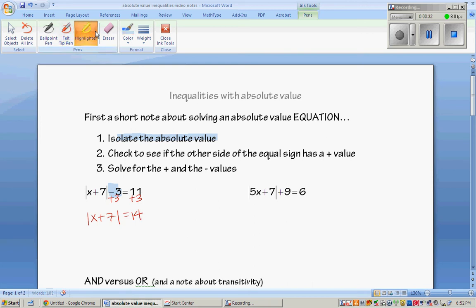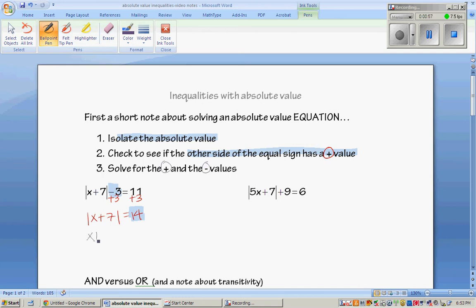Now step 2 suggests to check to see if the other side of the equal sign has a positive value. And when we look, 14 is positive, so we can continue. And we'll see why it doesn't work when it's negative. So now our job is to solve for both the positive and the negative values of 14.